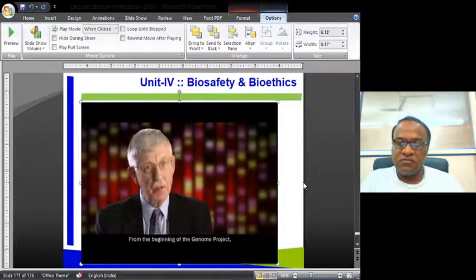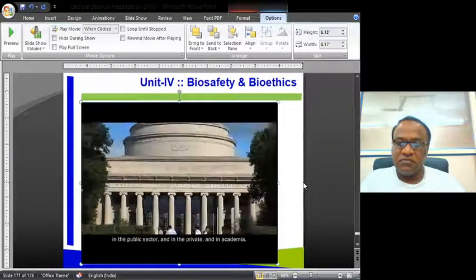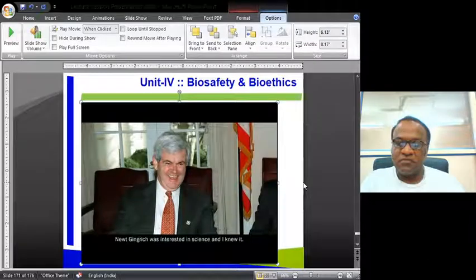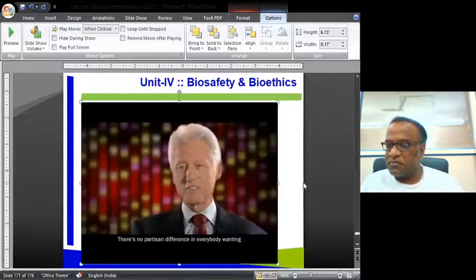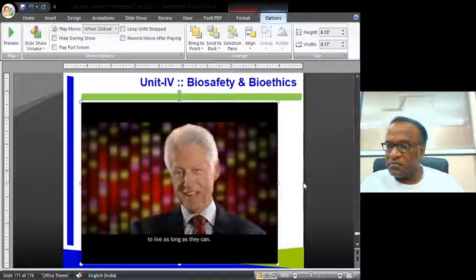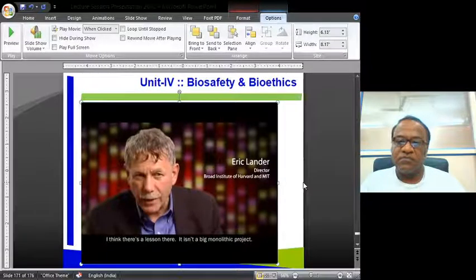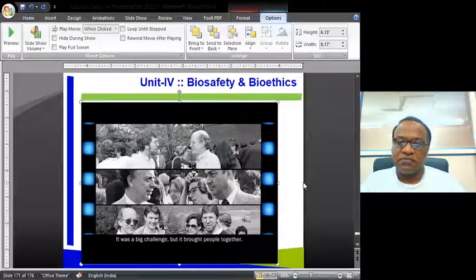From the beginning of the Genome Project, there was a fairly strong sense of enthusiasm in the public sector, the private, and academia. We had lots of support from Republicans, partly because Newt Gingrich was interested in science, and I knew it. There's no partisan difference in everybody wanting to live as long as they can. I think there's a lesson there. It isn't a big monolithic project. It was a big challenge, but it brought people together. And I think that's what we have to do in the future.